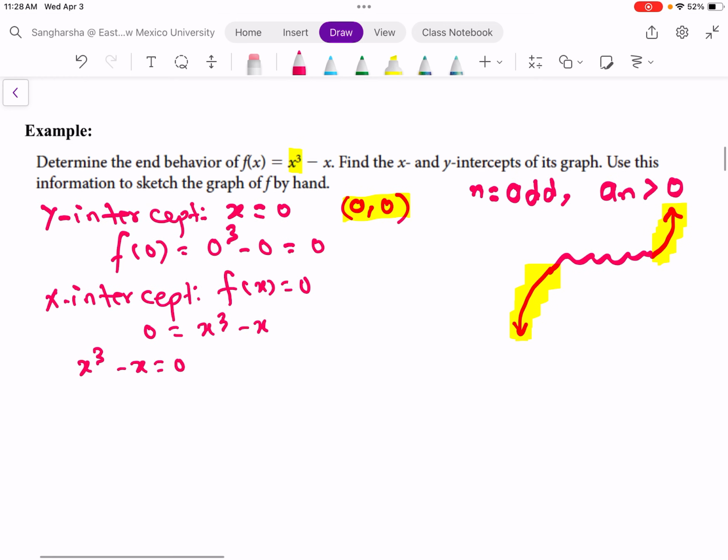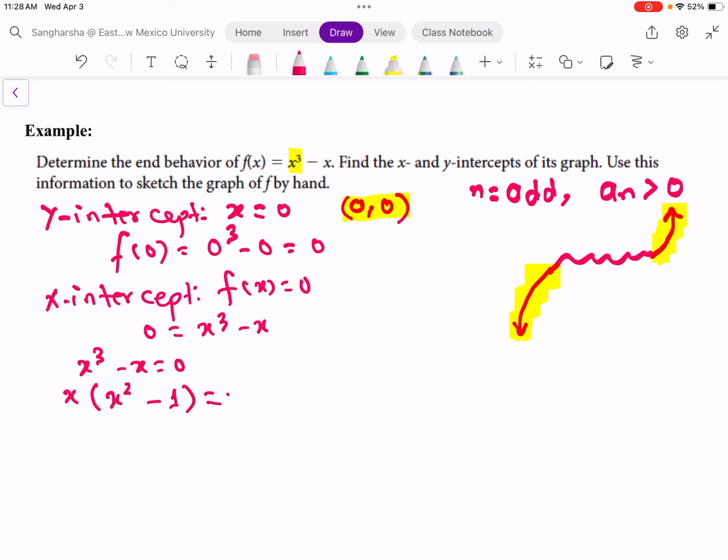We use the factorization method. The very first step, do we have any common factor? x is the common factor, right? When we factor out x from x cubed, we have x squared, minus, and when we factor out x from minus x, we have minus 1, equals 0.